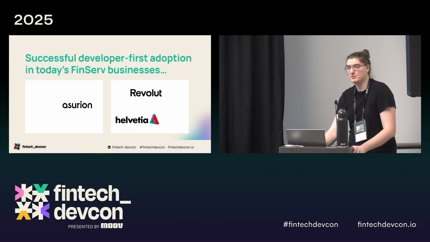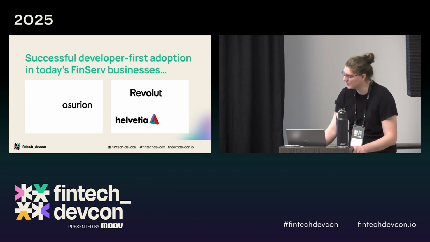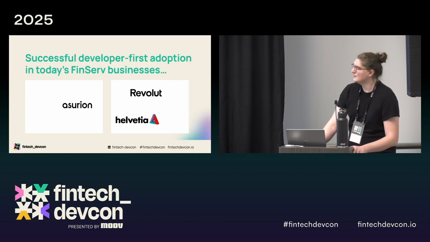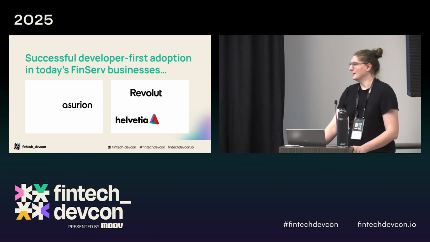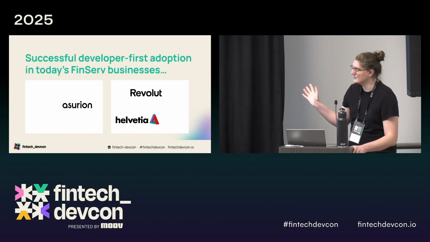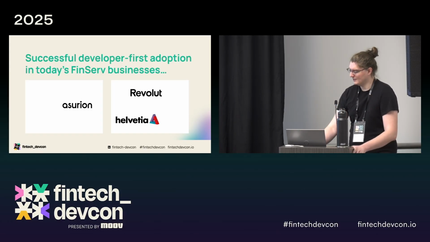So some companies that provide good examples of this developer-first adoption include Asurion, Revolut, and Helvetia. They have a reputation for this developer-first cybersecurity adoption.